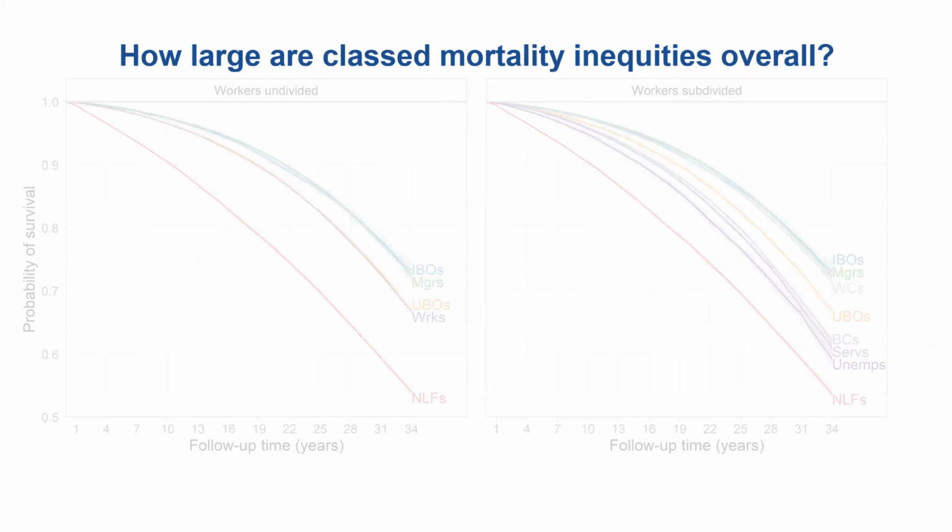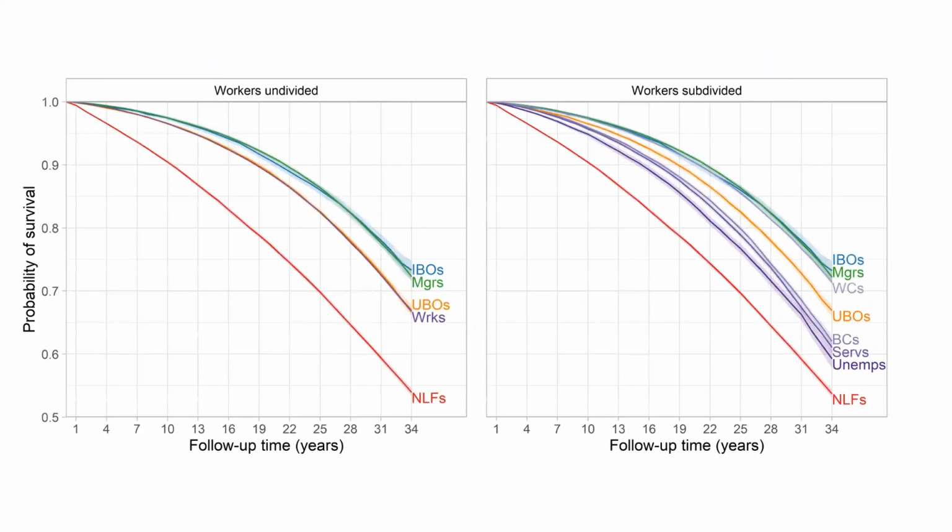Now on to some results. First, how large are class mortality inequities overall? So the left panel displays the probability of survival over follow-up by class using our primary measure, while the right panel subdivides workers by occupation and employment status. On the left, we can see that workers and UBOs had a 7 per 100 greater mortality rate than IBOs and managers over follow-up, with mortality risk especially high for blue-collar, service, and unemployed workers, while white-collar workers fared similarly to IBOs and managers.